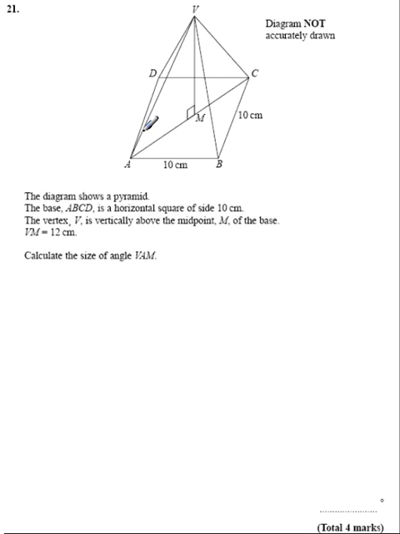Well, to work out the angle, you're going to need to know some more information about the triangle. You need to work out the lengths of the sides. We know that VM is 12. That's the height here. And we can work out AM. AM is half of AC, the diagonal across the square, because M is the midpoint. So if we can work out the length AC, then we can halve that to get AM.